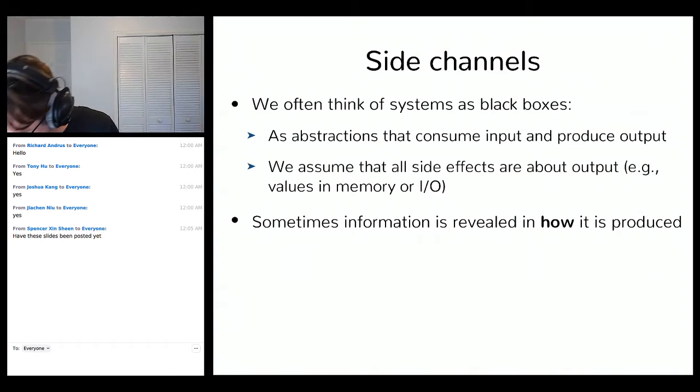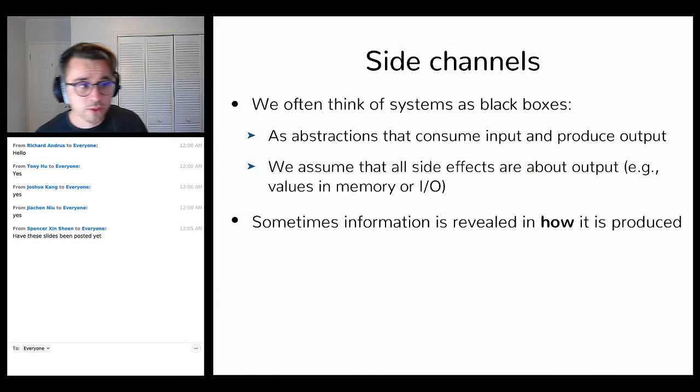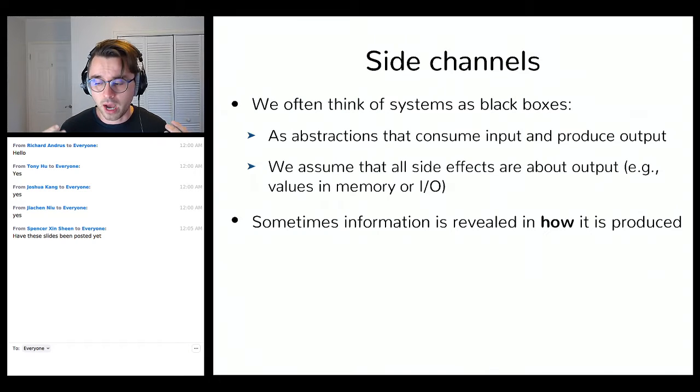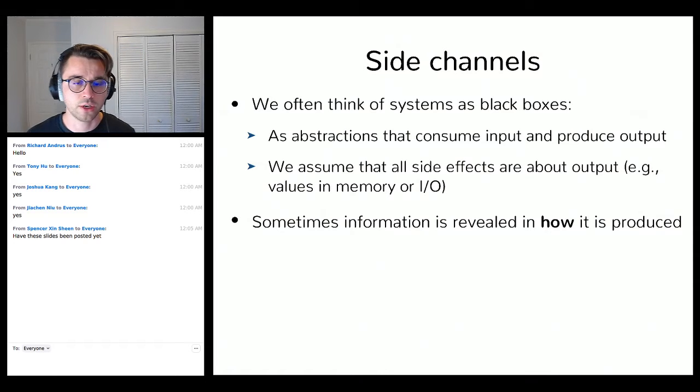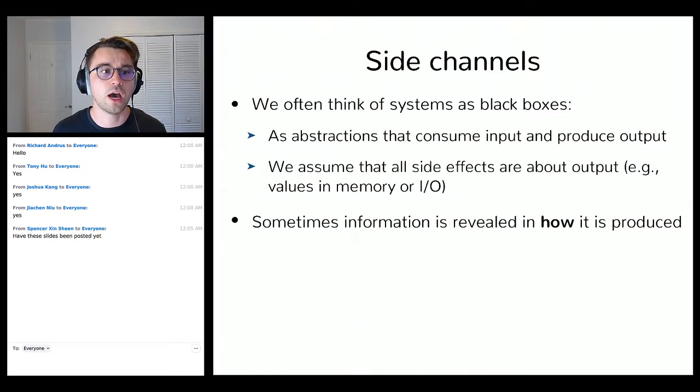So we spend most of our time thinking about how to ensure that information is not revealed across these trust boundaries, but we're not actually thinking about how information is revealed in how the computation is being done or how this output is being produced. Most of the time we say, if the output doesn't leak our secret, then there's no way it could have leaked anything about what's going on inside the box.